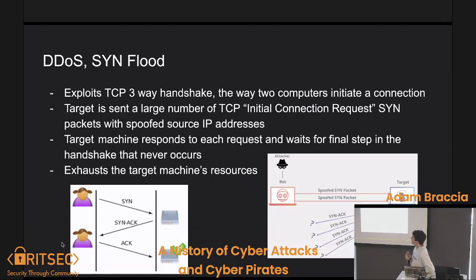The next denial of service attack is a SYN flood. In a three-way handshake, the attacker sends out a spoofed SYN packet with an IP address. The target sends it back, but there's no matching IP address. So then it exhausts the target machine's resources, and the final step never occurs. So it causes denial of service.